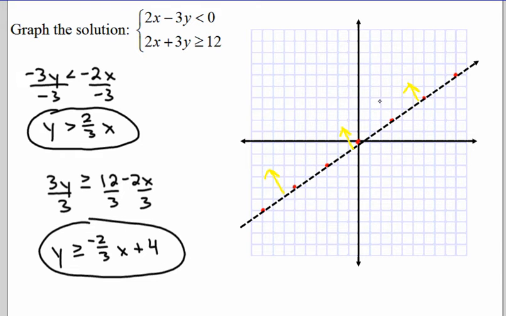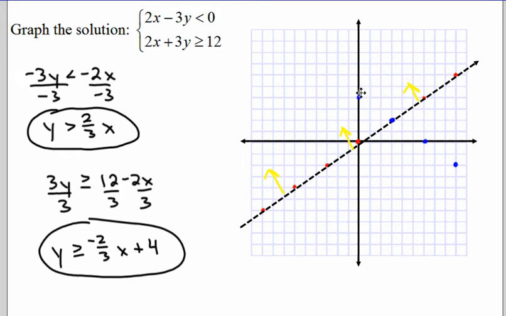So let's see, the y-intercept is 4. 1, 2, 3, 4. Slope is -2/3. So I'll go down 1, 2, 3 and over 1, 2. Whoops, I'll go down 1, 2 and over 1, 2, 3. Down 2 and over 1, 2, 3.